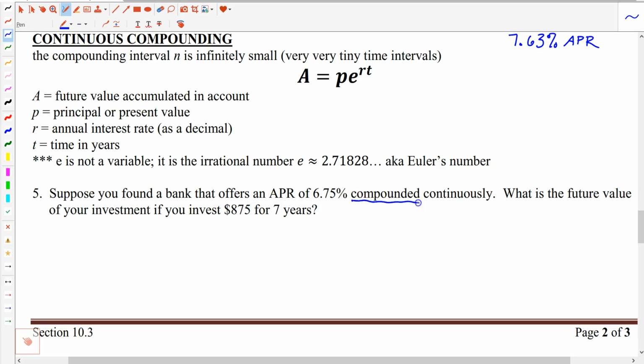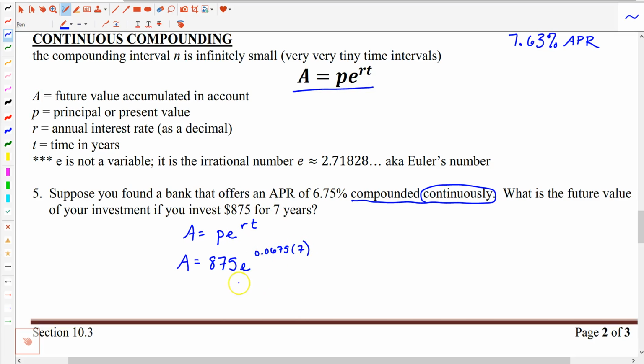Because this one is being compounded continuously, continuous compounding is dictated by this formula. So I'm going to use A is equal to P e raised to the rt power. It looks kind of like PERT. The future value of the account is unknown. I'm going to start with an investment of $875, and then I'm going to have e, and then the exponent for that is going to be 0.0675, which is the interest rate in decimal form, times my time, which is 7 years.